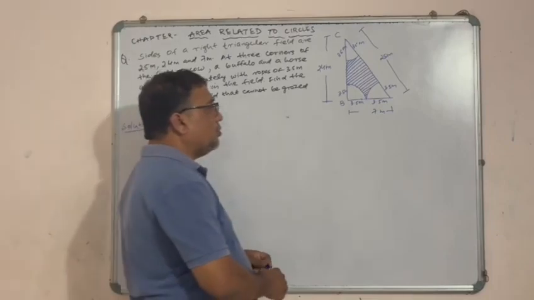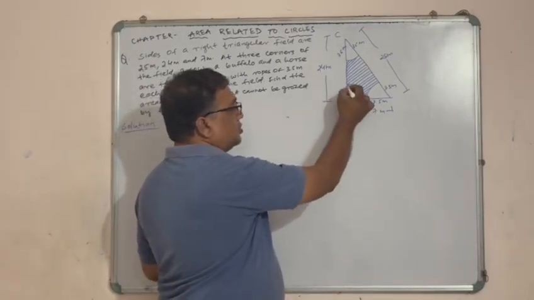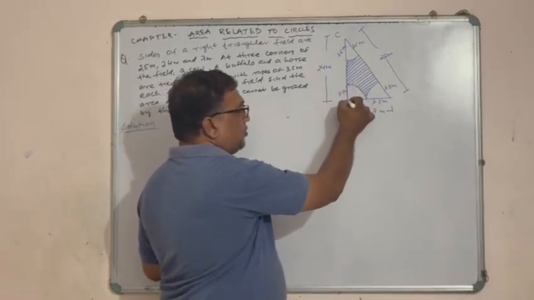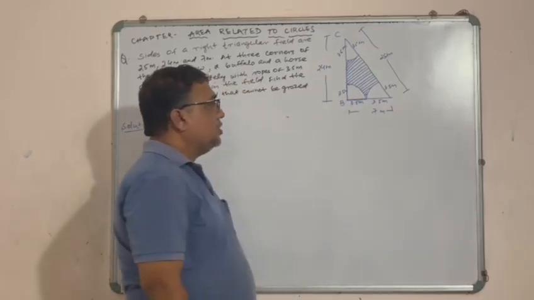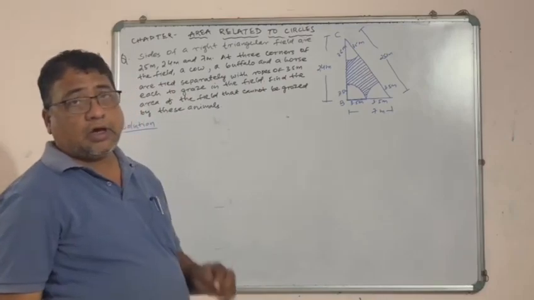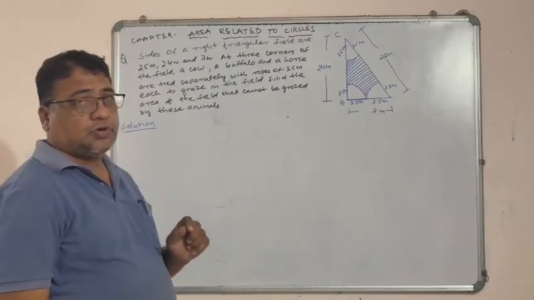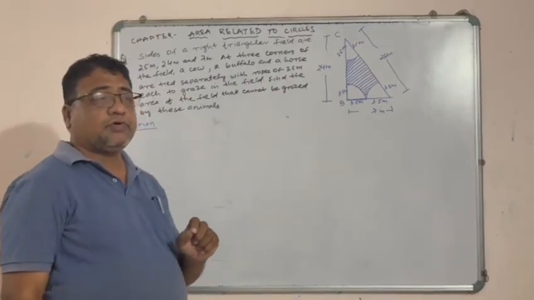So it is in the form of a quadrant. This is the radius, 3.5 meter is the radius of each quadrant. So we need to find the area of a quadrant. So what is the area of a quadrant?